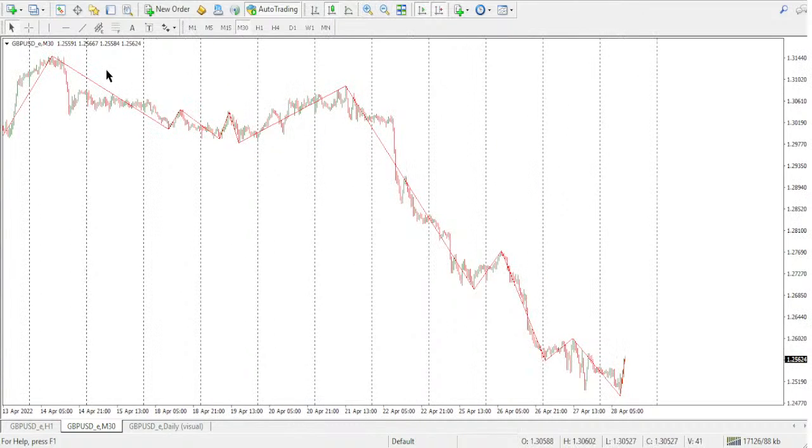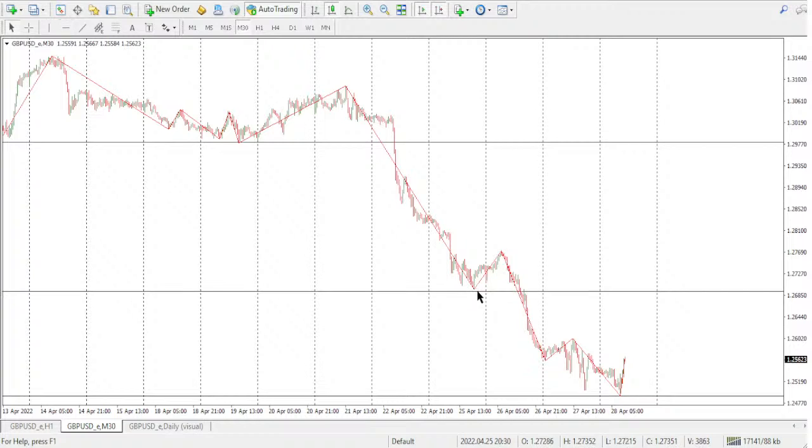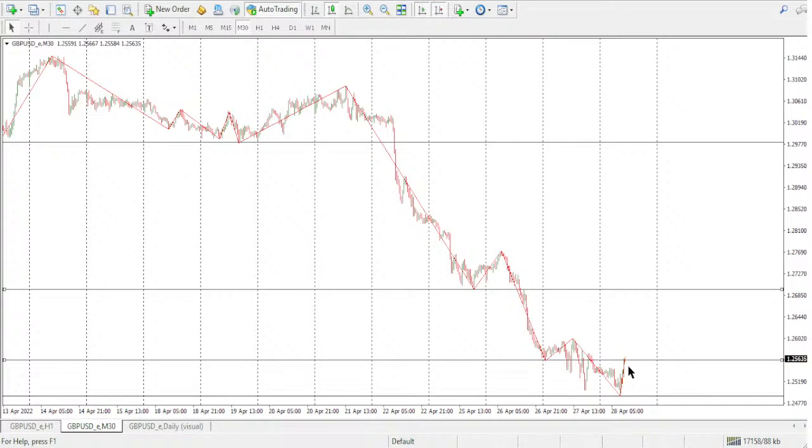So if the price can break below this low, this is 1.24917. If the price can descend below that low, then that will be a sign that now we are continuing in that direction. So we have a level here, we have another level here, there, and then we have another level here. These are the places where if the price, like the price is here now, this is a good place to look for a sell from.